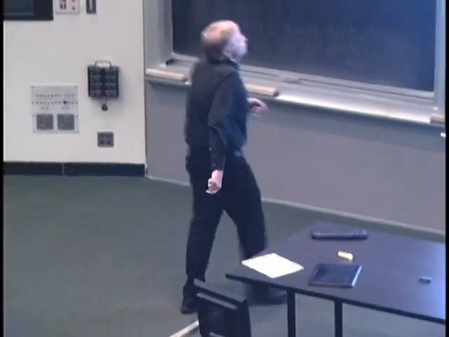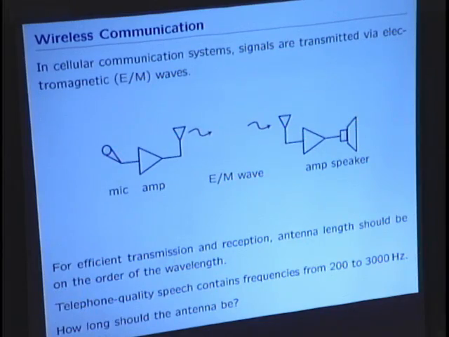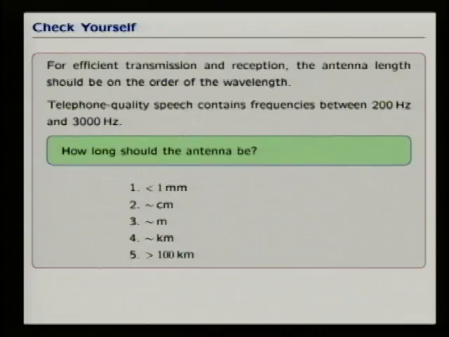Okay, so if we were thinking about this kind of a scheme for the communication of voice, we've talked about voice many times. Telephone quality voice is usually defined to be frequencies between about 200 hertz and about 3 kilohertz. If I had a signal that was composed of those kinds of frequencies, how big should I make the antenna to get efficient coupling between the electrical representation in the cell phone and the electromagnetic wave that the cell phone wants to launch to get to the cell tower? So look at your neighbor. Okay, that involves turning your head. Say hello and figure out how long should the antenna be.